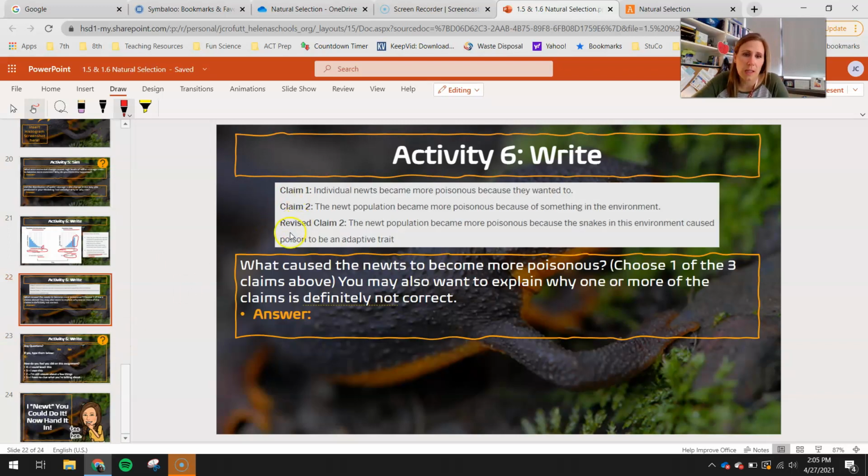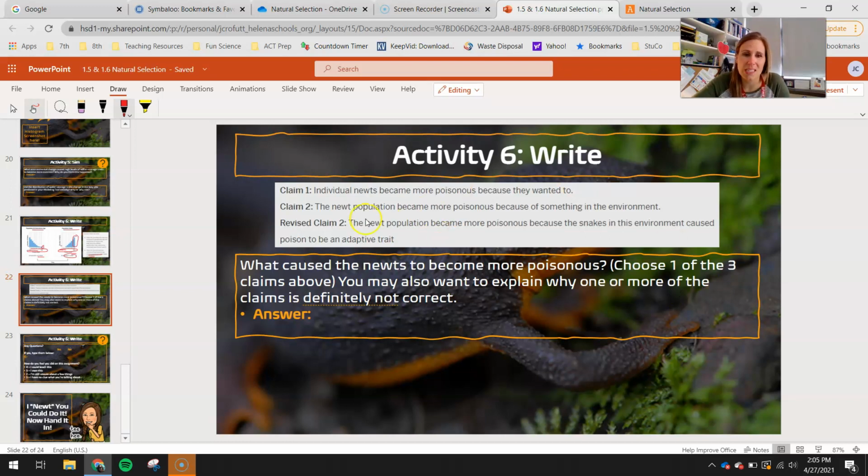So we have three little claims. Claim 1 says individual newts became more poisonous because they wanted to. Okay, basically a newt is sitting there one day on a log and he says, today I'm going to become more poisonous. And so he does. Claim 2, the newt population, so we're looking at not just one individual newt but a whole population, became more poisonous because of something in the environment. And then revised claim 2, the newt population became more poisonous because the snakes in the environment caused poison to be an adaptive trait.